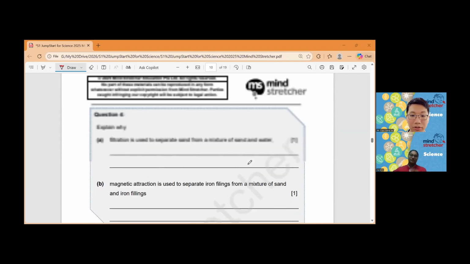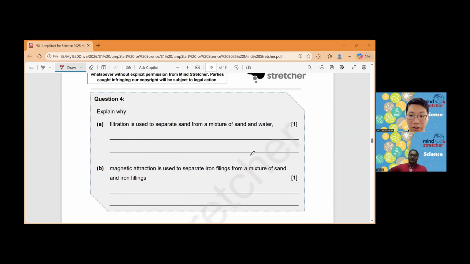Okay, let's do these questions before we move on to physics when teacher Ashini will take over. This is an explanation question, so it's not just tick only. You need to write a sentence. Explain why filtration is used to separate sand from a mixture of sand and water. What is the science concept that allows this separation to occur? What property must the sand have? That's what I'm looking for. Same thing for B. What is the property that maybe the iron and the sand have?